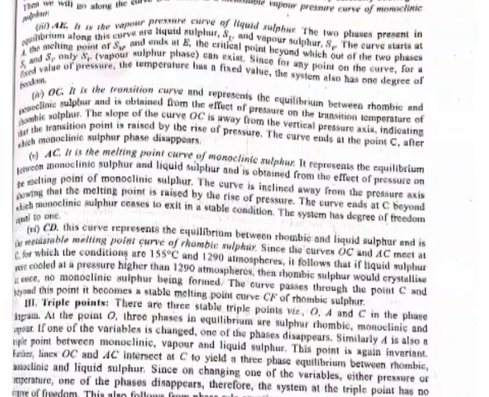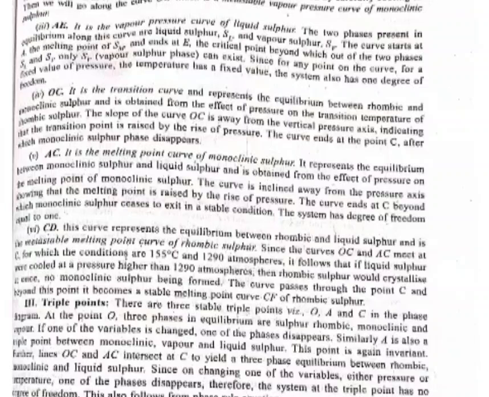The two phases present in equilibrium along this curve are [unclear]. The curve OC represents the equilibrium between rhombic and monoclinic sulfur, obtained from the effect of pressure on the transition temperature of rhombic sulfur. The slope of the curve is away from the vertical, indicating that the transition point is raised by the rise of pressure. The curve ends at the point C, after which monoclinic sulfur ceases to exist. AC is the melting point curve of monoclinic sulfur.